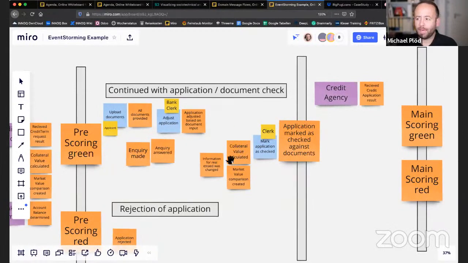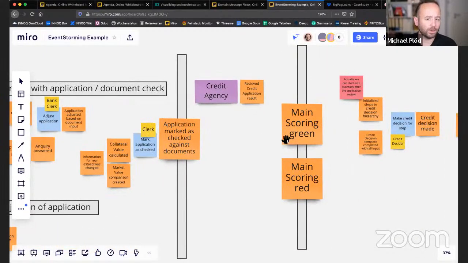When the application has been marked as checked by the bank clerk, who says, yeah, that's okay, we can proceed with that, we go into the main scoring. The difference between main and pre-scoring is that one runs on information provided by the applicant. The other one runs on verified information by a bank clerk. And it uses a different kind of credit agency request, the credit application result.